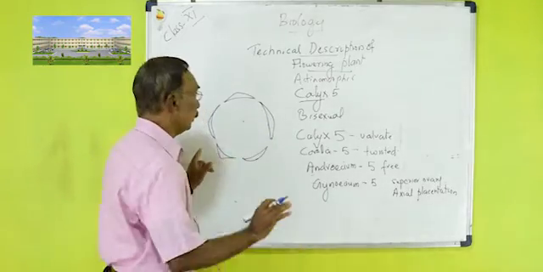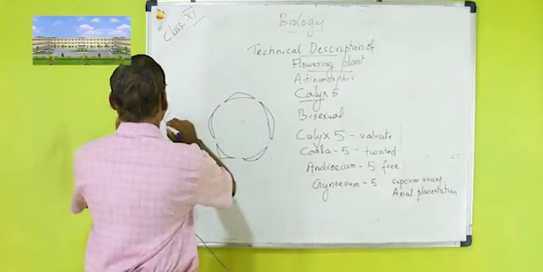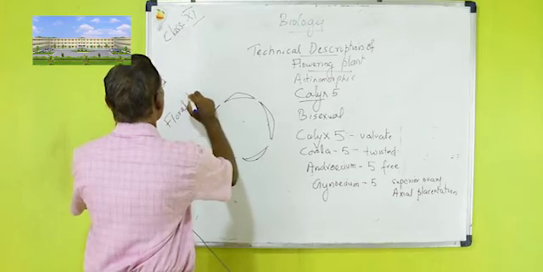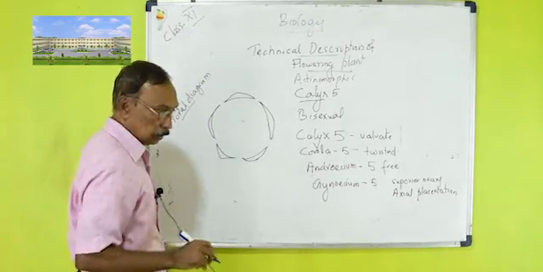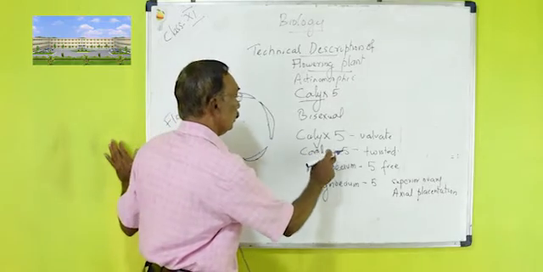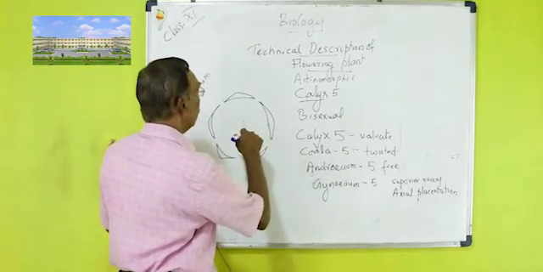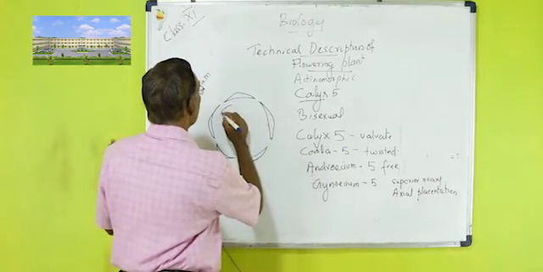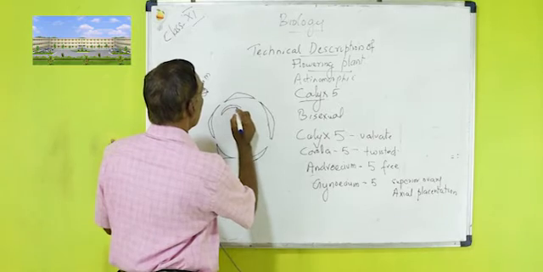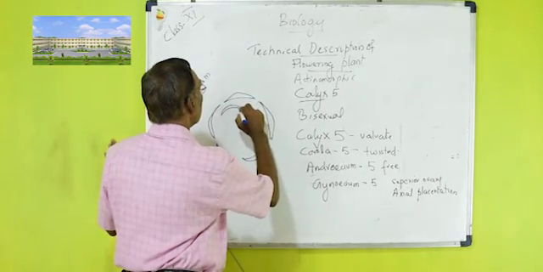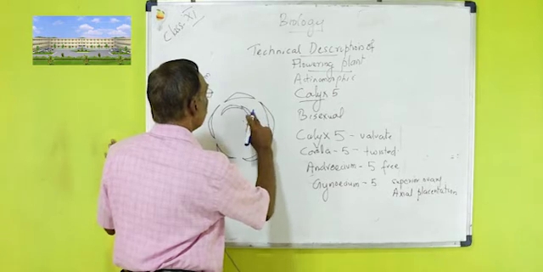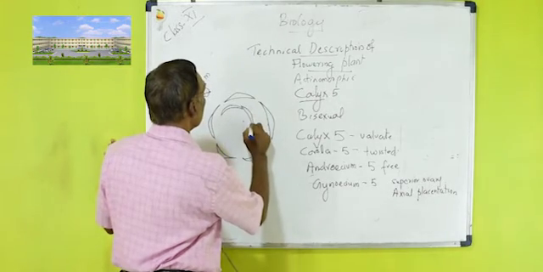So now we are drawing the floral diagram. Now we are going to the corolla. Corolla, you can see 5. It is twisted, one end. Corolla 5 twisted, meaning one end is twisted.